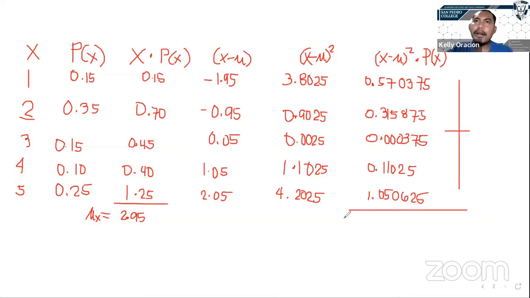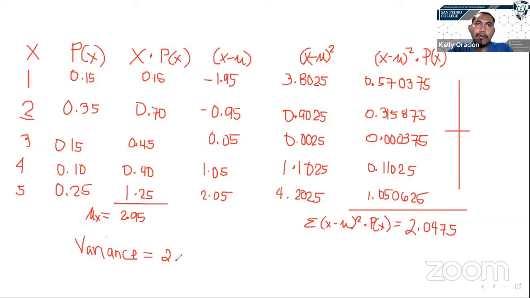I have the answer: this is the summation of (x minus mean) squared times P(x). The answer is 2.0475. That means the variance is 2.0475, in 4 decimal places.